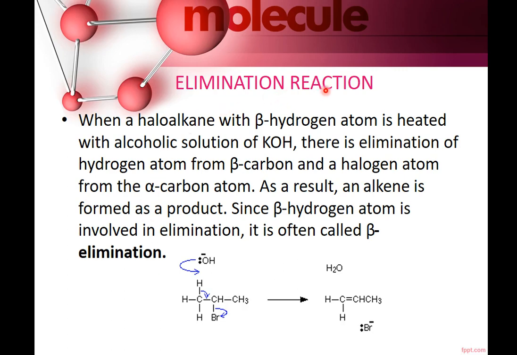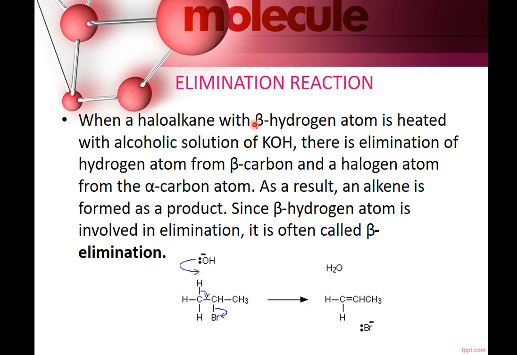Then we have elimination reactions. When a haloalkane with beta hydrogen atom is heated, what is a beta hydrogen atom? The carbon to which Br is attached is called alpha carbon atom, and the carbons attached to alpha carbon are called beta carbons, and hydrogens attached to those carbons are called beta hydrogens.